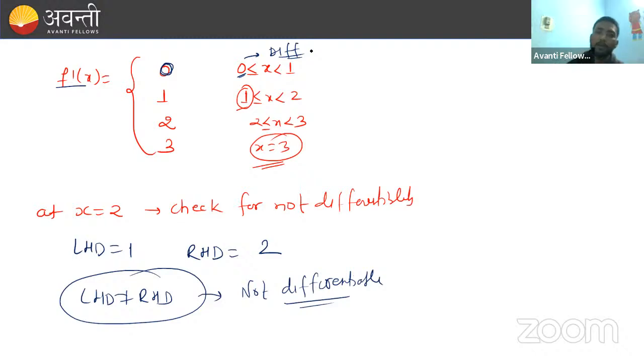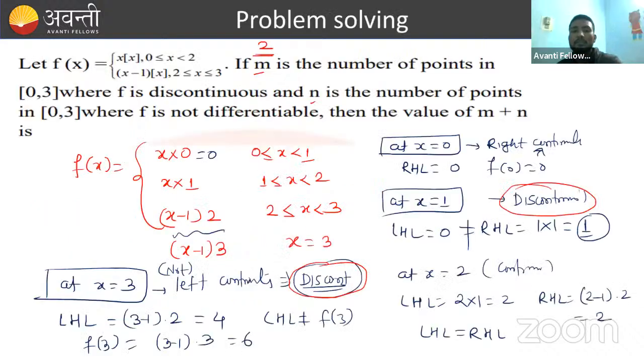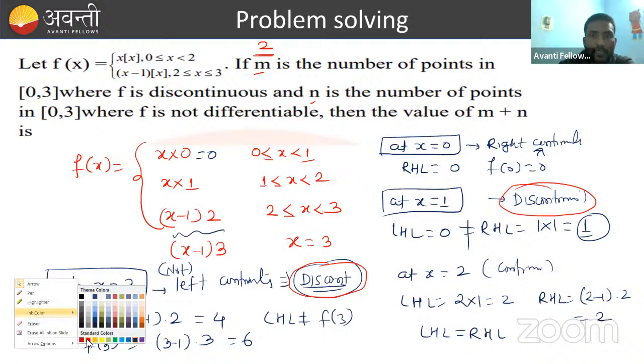So what will be the total number of points of non-differentiability? 3 points. One is 1, the other is 3 because of the discontinuity, and the third one is, if you draw the graph, you will see at around 0.2 there will be a sharp turn. Okay, so I hope it is clear, guys. So what is the answer? The n value will be 3.